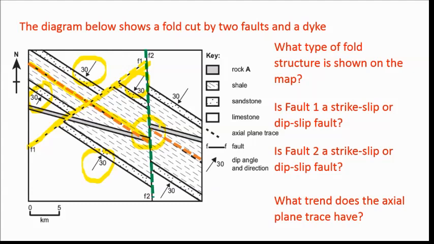Finally, simple question, what trend does the axial plane trace have? You can see it runs from a northwest direction to a southeast direction. So the trend is northwest, southeast.